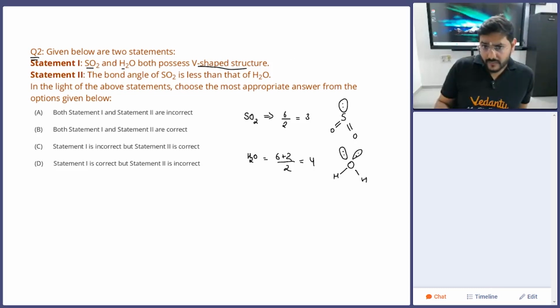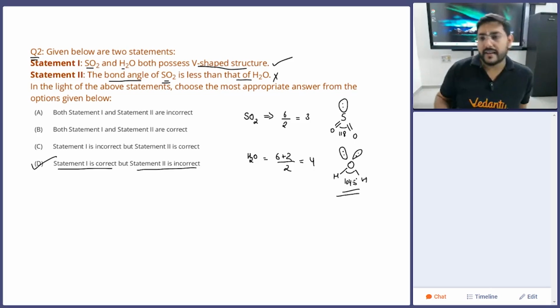Now this statement is 100% true. But here the bond angle of SO2 is less than that of H2O. Nah sir, this is wrong. Here the bond angle of SO2 is 180 and the bond angle of H2O is basically 104.5 degree. So this is a wrong statement. So can I say that, yes everyone, statement first is correct and statement second is incorrect?